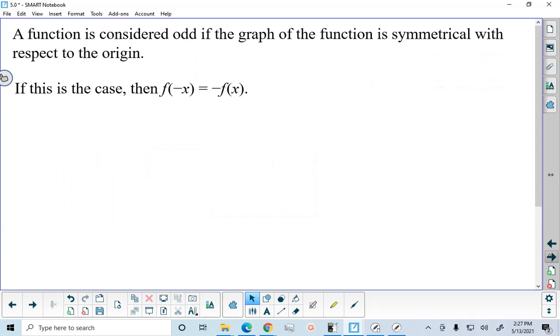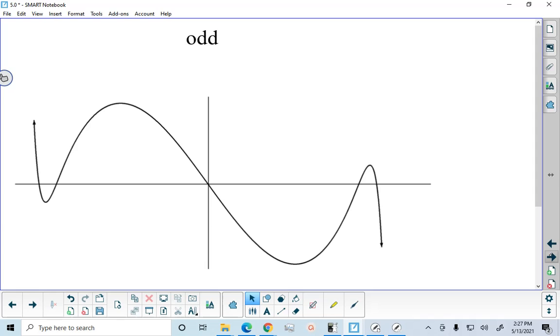Let's take a look now at a function that's odd. What does it mean to say a function is odd? That doesn't mean it's peculiar or strange. It means that it's symmetrical with respect to the origin. So I don't want to get into the function notation just yet, but this is a function which is odd.